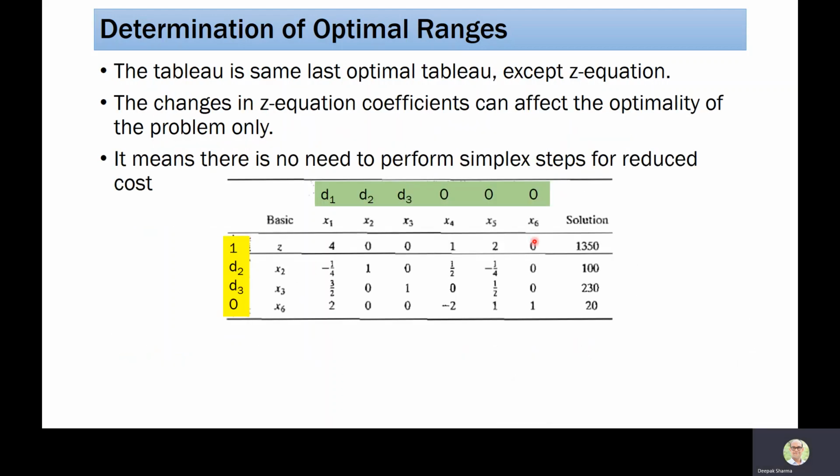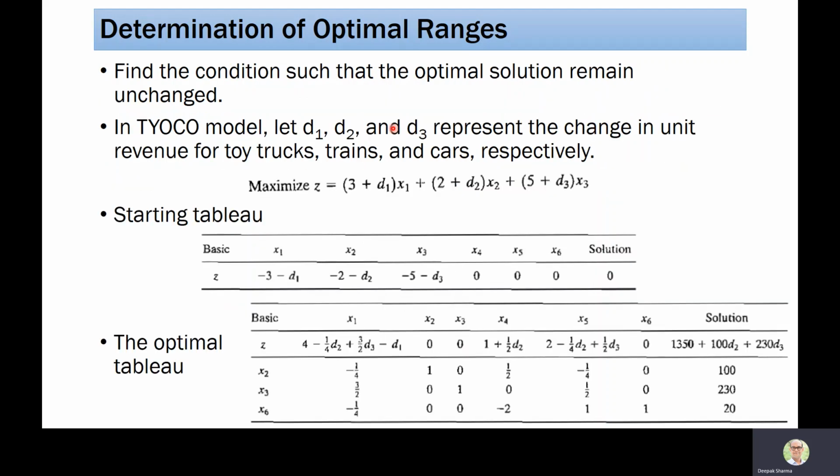So here the table is the same as the last optimal simplex table except the Z equation. The change in the Z equation coefficient can affect only the optimality of the problem, and that is what we discussed in the previous slide. It means there is no need to perform simplex steps for the reduced cost, because I can find the reduced cost from the simplex table directly.